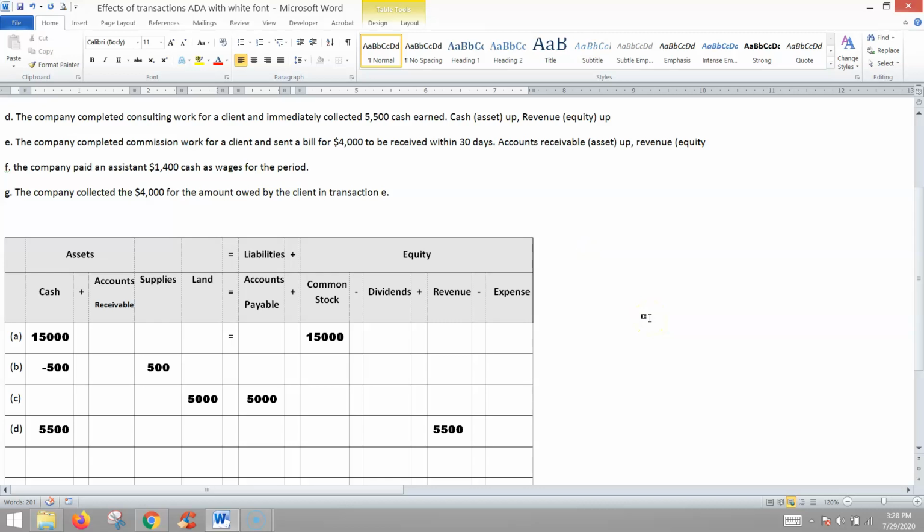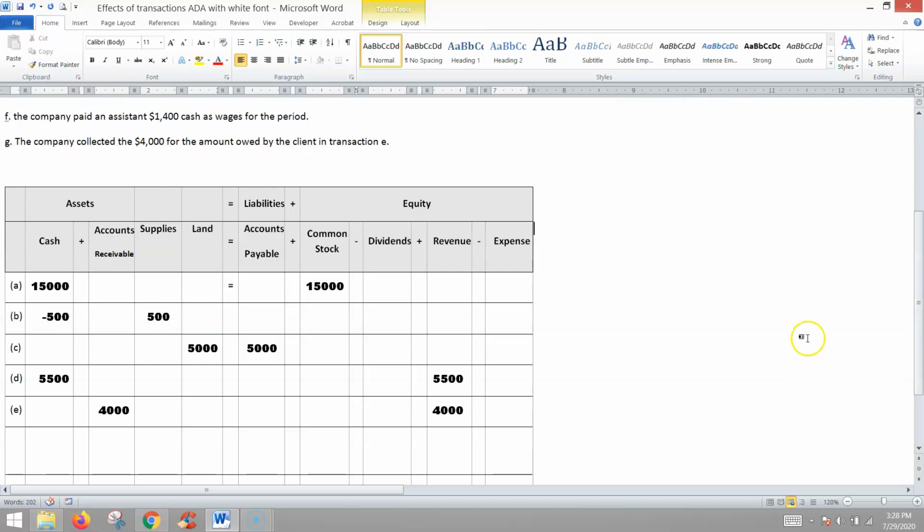So accounts receivable, which is an asset, is going up, and revenue, which is an equity account, is also increasing. So we're going to add $4,000 for accounts receivable and $4,000 for revenue.